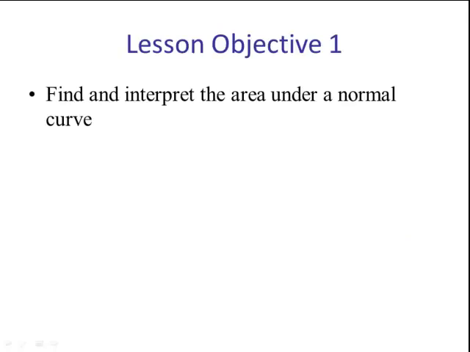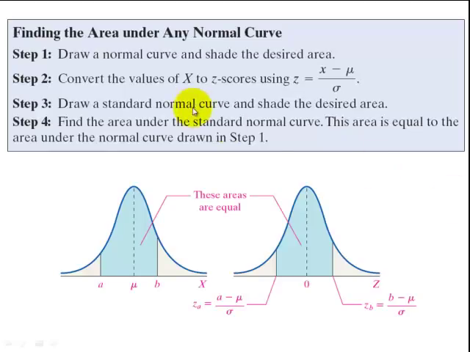Now let's go to lesson objective number 1. If we want to find the area under any normal distribution, these are the steps that we do. The first step, we draw the picture and we shade in the desired area. Second step, we convert the values of x to the z-score using the z-score formula. Third step, we draw the standard normal curve and we shade in the desired area. And step 4, we find the area under the standard normal curve, just like we did in the last video.